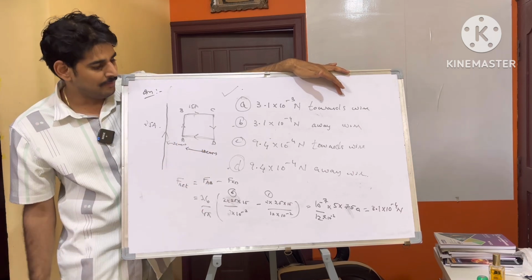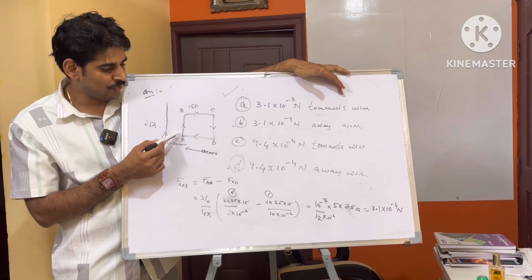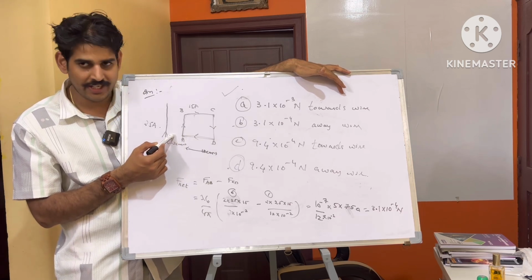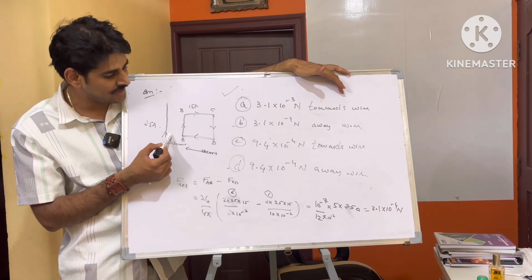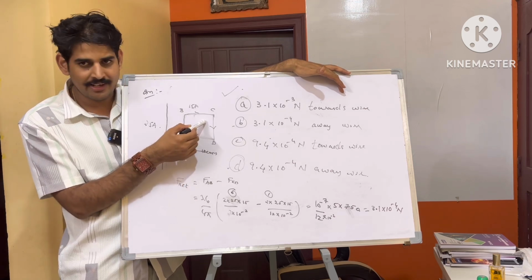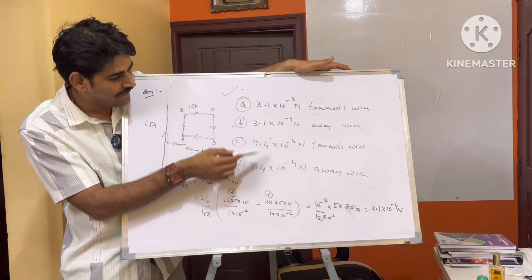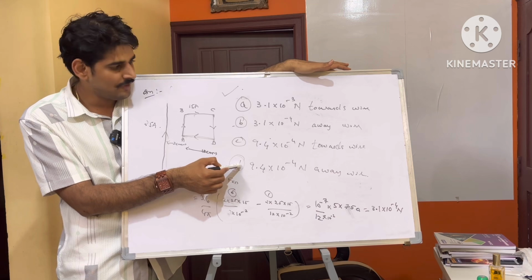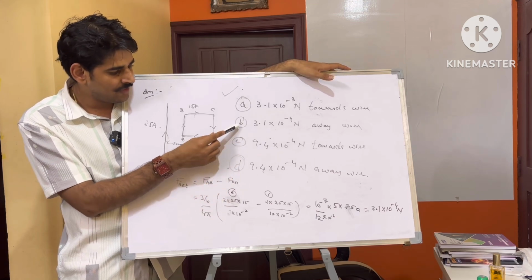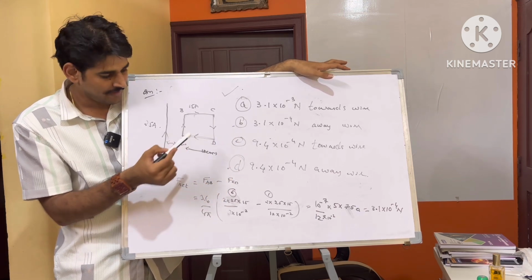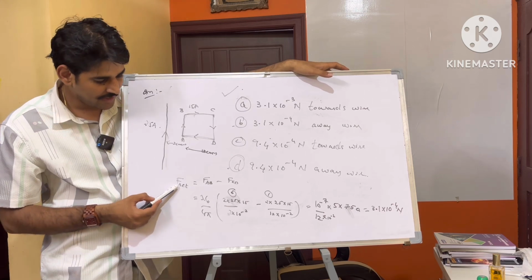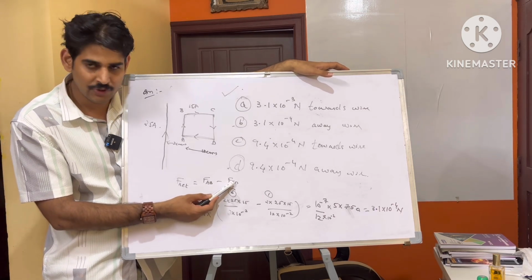Now, eliminating the options, the greater magnitude of force is of attraction. So the net force will be towards the wire. The square loop is attracted towards the wire. So options B and D can directly be eliminated, as the net force is attractive and is towards the wire. To calculate the net force, it is the force on AB minus the force on CD.